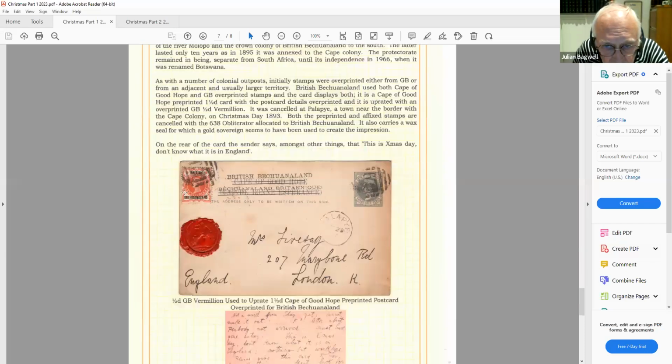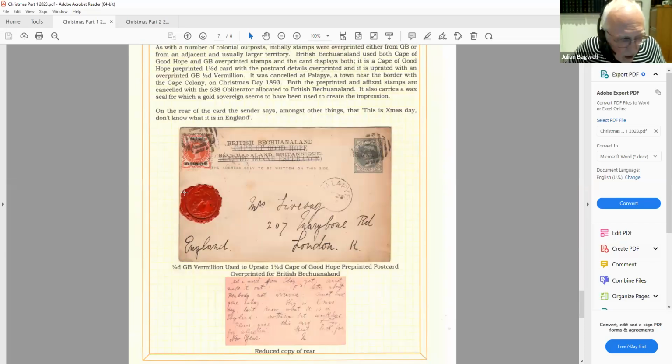The next item is from Bechuanaland, British Bechuanaland. And this was sent in 1893. And the message on the back says, amongst other things, it's Christmas Day here. Don't know what it is in England. It's got a December the 25th cancellation for a post office in British Bechuanaland. And it's rather nice because at the time, British Bechuanaland, which later became absorbed into what became South Africa, used both British and Cape of Good Hope stamps, and you got one of each.